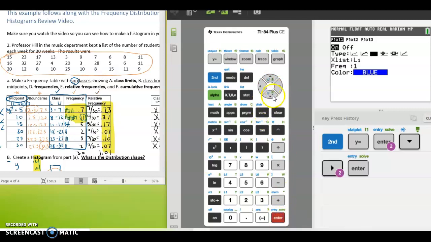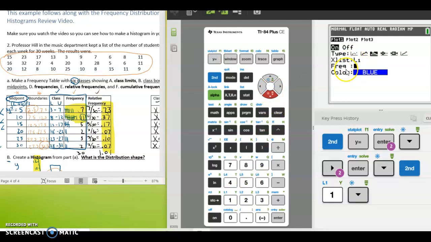We put our data in list 1. If you used a different list, you'll make sure the list you used is right there. To type in list 1, I would press second and then the number 1. We did not use frequencies. You might have list 2 or some other list listed in your frequency, but since we didn't use a frequency, you can just type the number 1 there. Color is irrelevant. Use whatever color you want. Whatever makes you happy there.